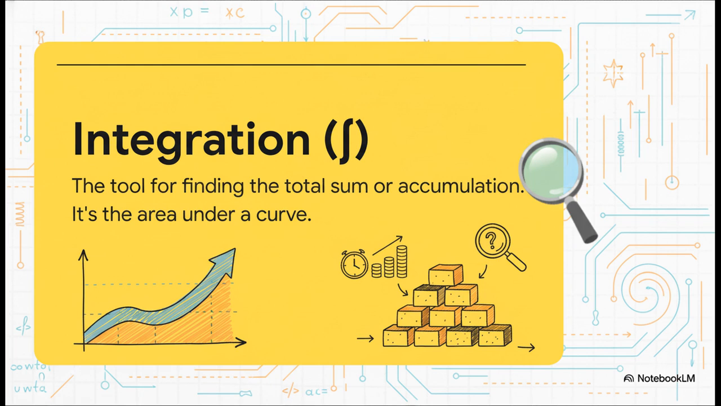You know, imagine a rocket that's always accelerating. How do you find the total distance it's traveled? You can't just multiply speed by time because the speed is always changing. You have to use the total accumulator, integration, to sum up all those teeny tiny changes in distance. And visually, it's simply the area under the graph.